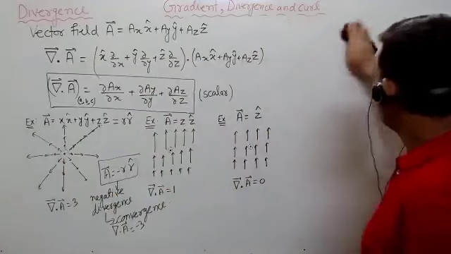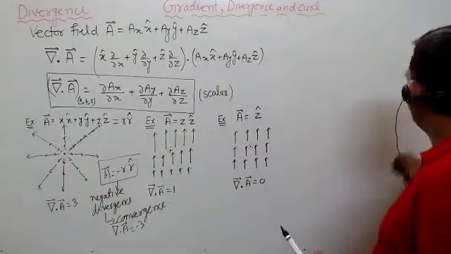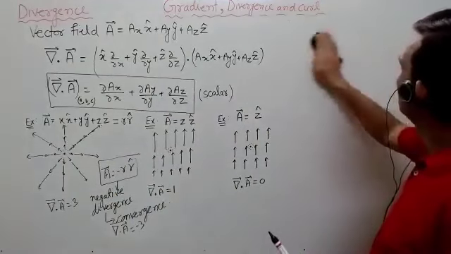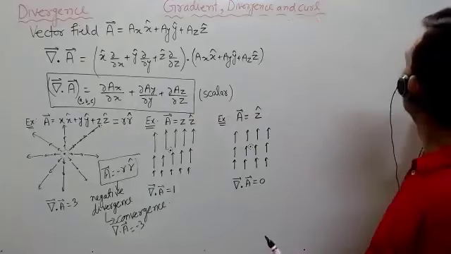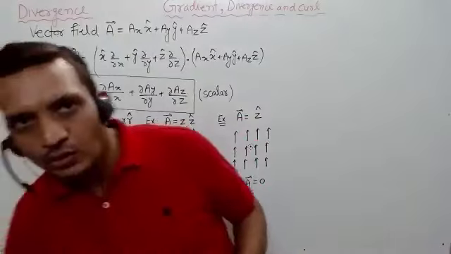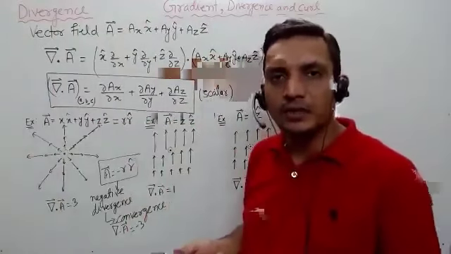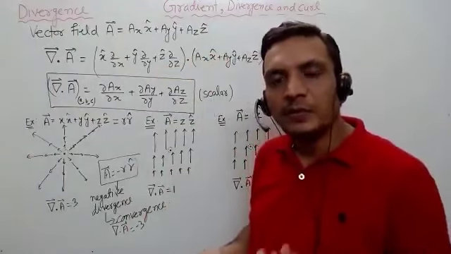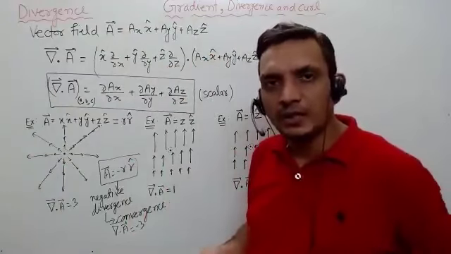Sorry, for source is point source. I am talking about plus Q charge is the point source. That is the source for the electric field. And minus Q charge is the sink for the electric field.